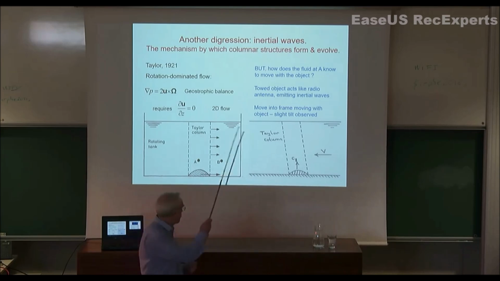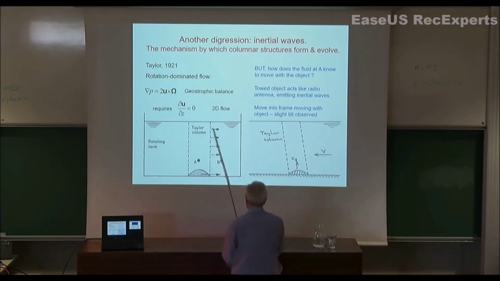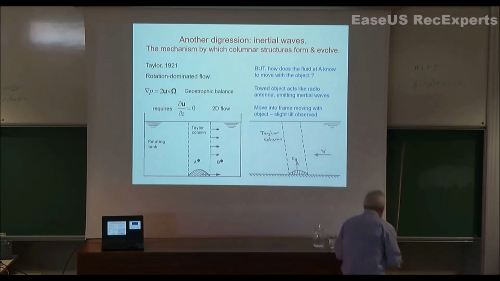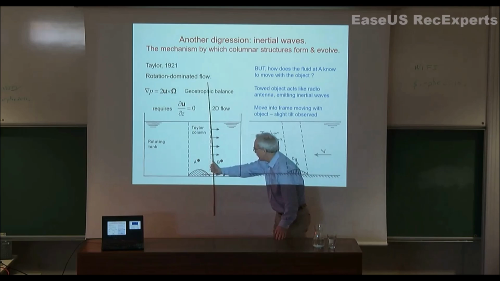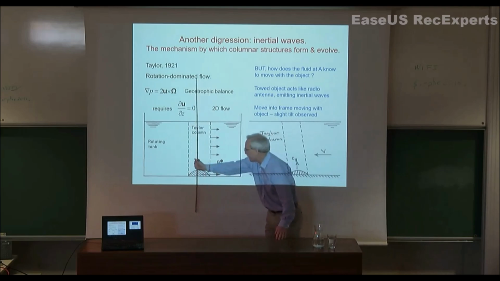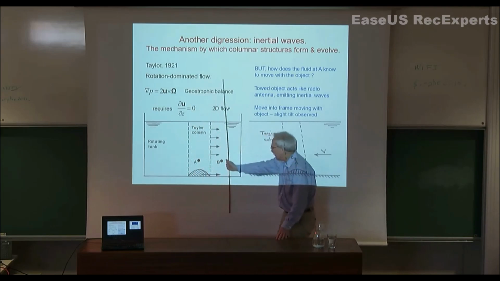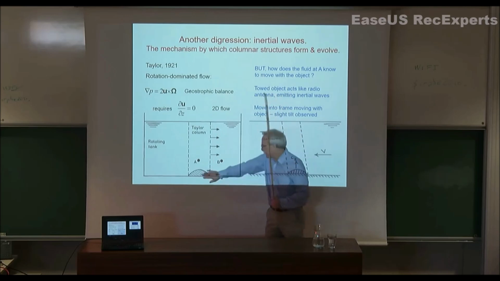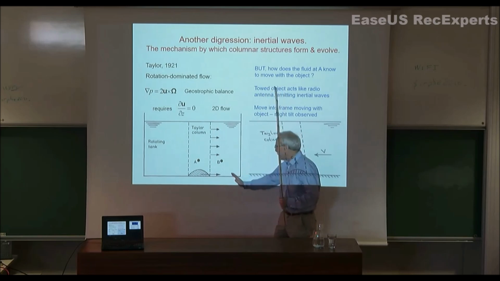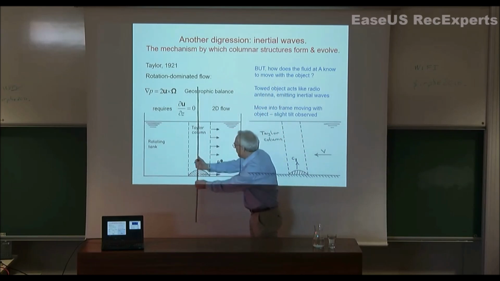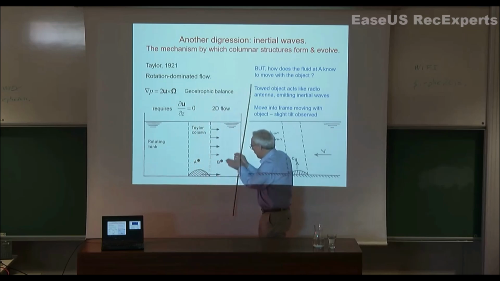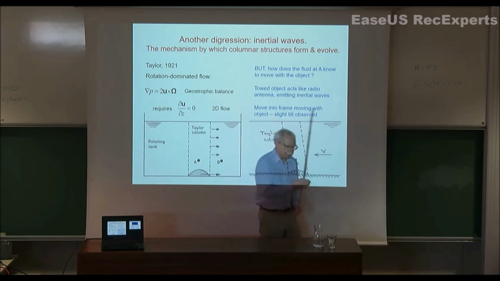That's to say, as this slug moves from left to right, all of the fluid contained within this cylinder which circumscribes the object gets dragged across the tank in tandem with the object. It's called a Taylor column. In other words, the fluid doesn't do what you'd expect. The fluid doesn't rise up and over the object. You get a purely two-dimensional motion with this column going across and the fluid outside the column going around the column in a two-dimensional fashion.